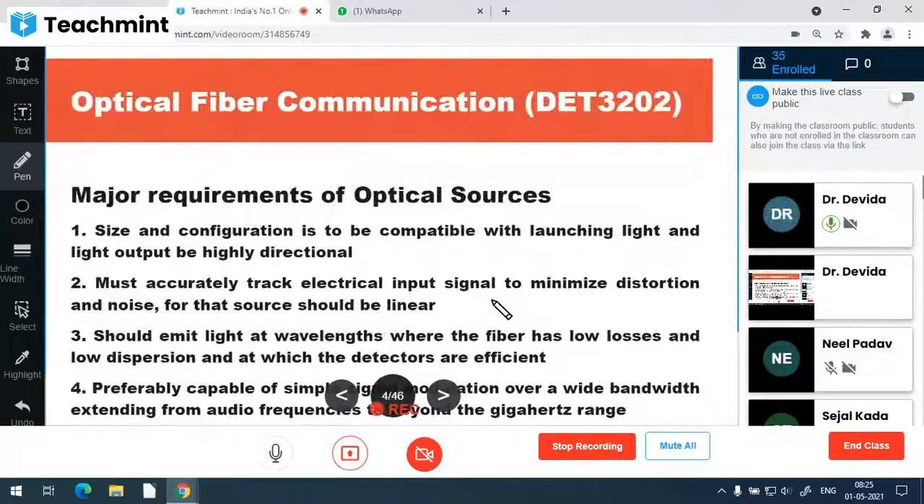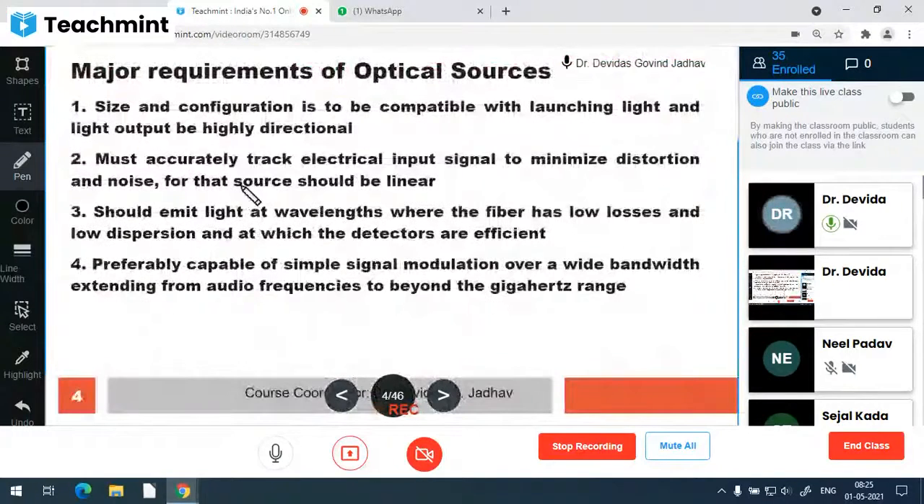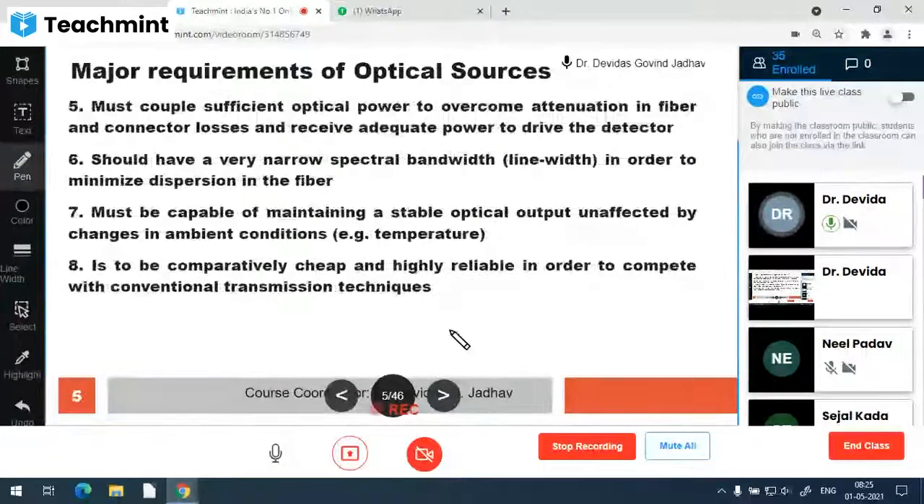communication. Size and configuration to be compatible with launching light, and light output is highly directional. The source must accurately track the electrical input signal to minimize the distortion and noise, and for that the source should be linear. Source should emit light at wavelengths where the fiber has low losses and low dispersion, so that the wavelength should be one at which the detectors are efficient. Probably capable of simple signal modulation over a wide bandwidth extending from audio frequency to beyond gigahertz.